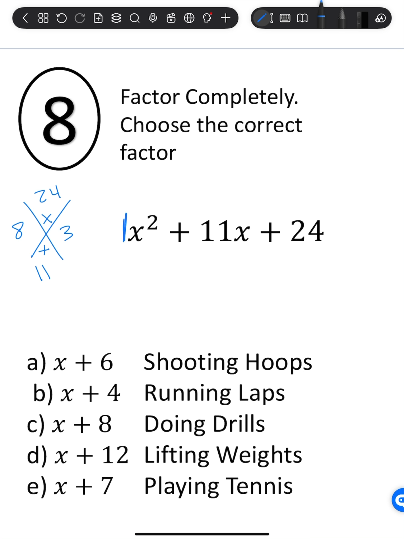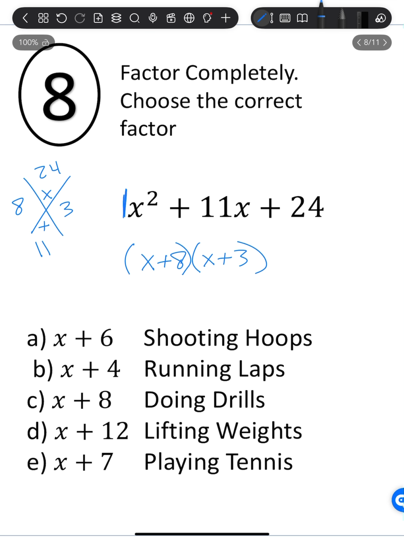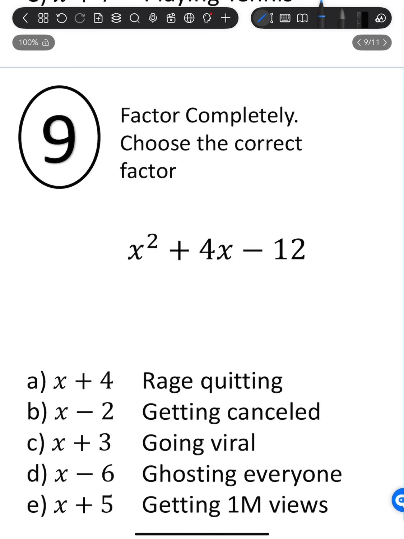So from there, I'm just going to plug those in already, because again, if the leading coefficient is 1, I can just plug those in. And like I see here, we have a matching answer of C. Alright, number 9. Same thing here, leading coefficient's 1. So let's just find those two numbers that we need, right? So 1 times negative 12, so negative 12, and then our numbers need to add to 4. So going through there, I get 6 and 2.